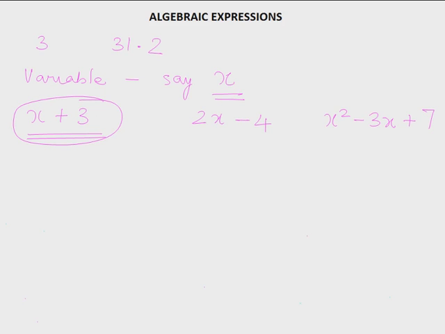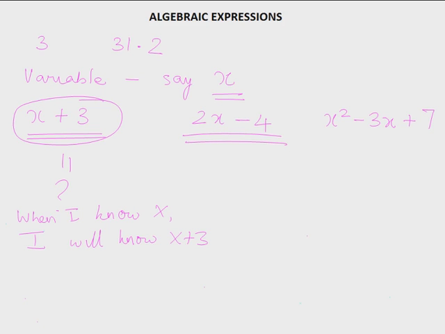And there's no way to calculate this value unless I know x. So when I know x, I will know x plus 3 by adding 3 to that value of x. Until then, the only thing I can do is express it as x plus 3. I can't simplify it further.